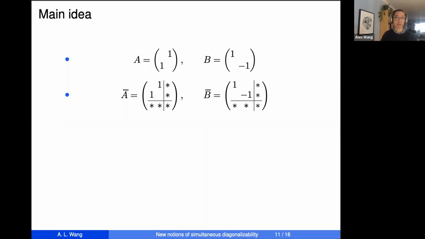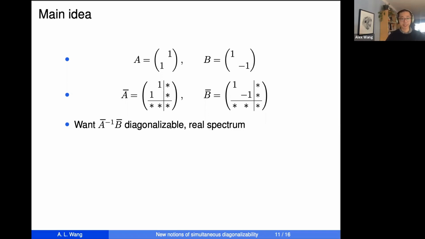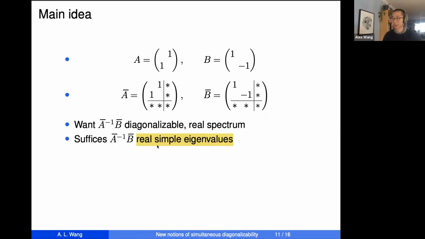And how I'm going to certify this is I'm going to use the previous theorem, the folklore theorem, that says that if bar A is invertible, then this pair is SDC if and only if bar A inverse bar B is diagonalizable and has real spectrum. So I'm going to try to get to a pair of matrices that satisfies this condition. Now, this diagonalizability is a little finicky, so I'm going to replace it with the assumption that bar A inverse bar B has simple eigenvalues.